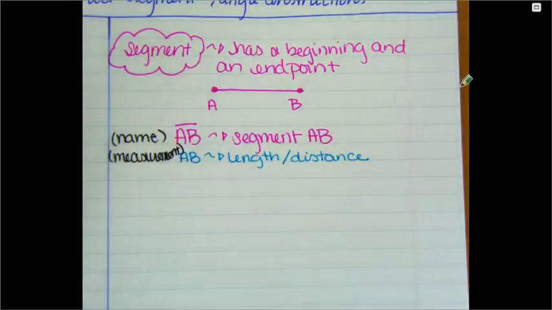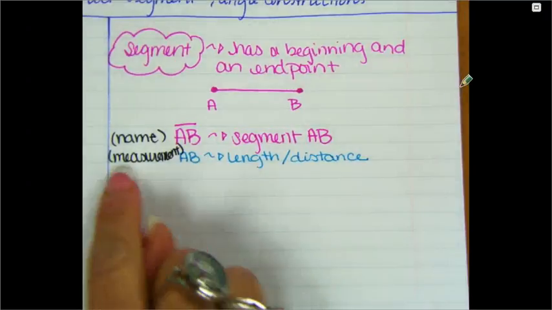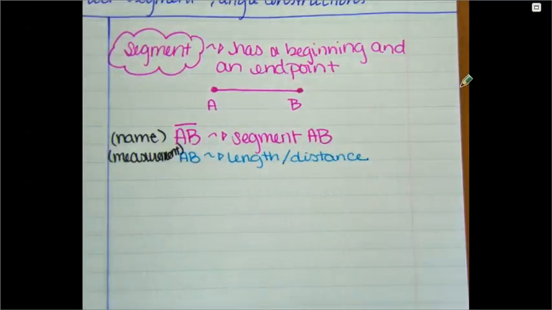Okay, do you understand that too? So if we put a line on top, we're talking about its name. If we don't put the line on top, we're talking about how long it is, or the measurement of it. Does that make sense?